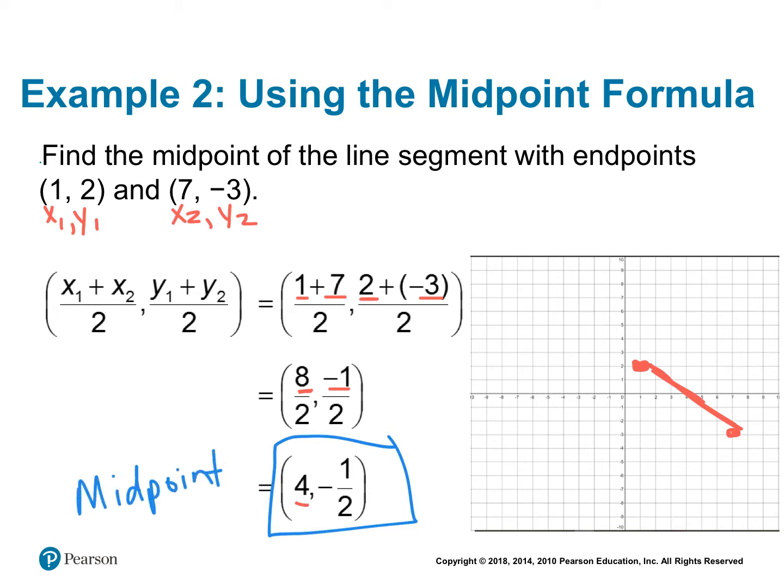So let me find this on the graph. 4, negative 1/2. I'm going to go forward 4, down 1/2. So it's about right there, which does look like the middle of the line segment.